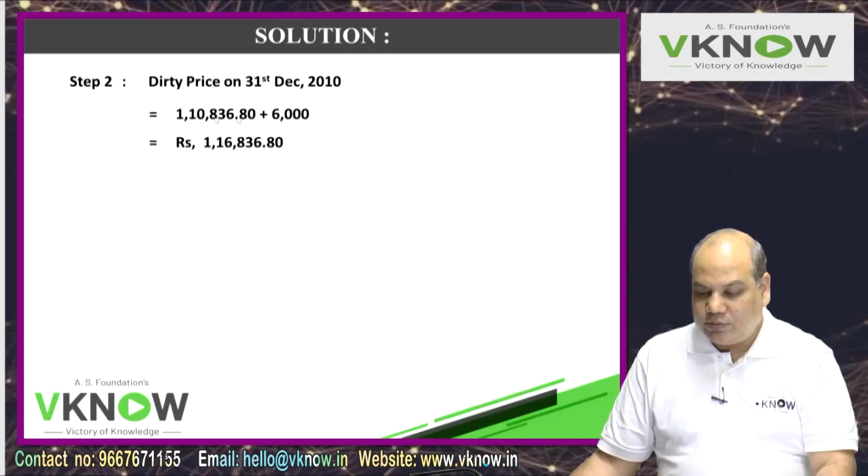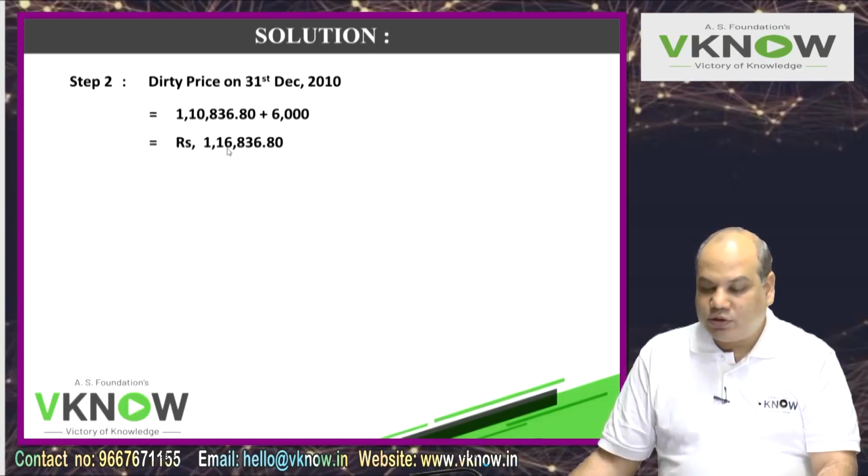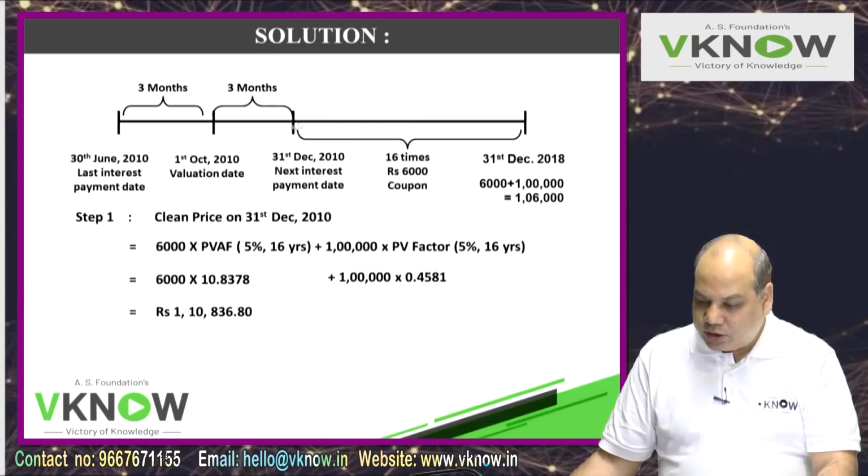Take the previous answer, add one more coupon, 6,000. So total is 1,16,836.80. Is it right? This is the dirty price. Now I am going to the previous slide to explain. We are here right now and we have to move 3 months backward to get the value on 1st October. You got the dirty price on 31st December. So if you discount it, we will get the dirty price on 1st October 2010.